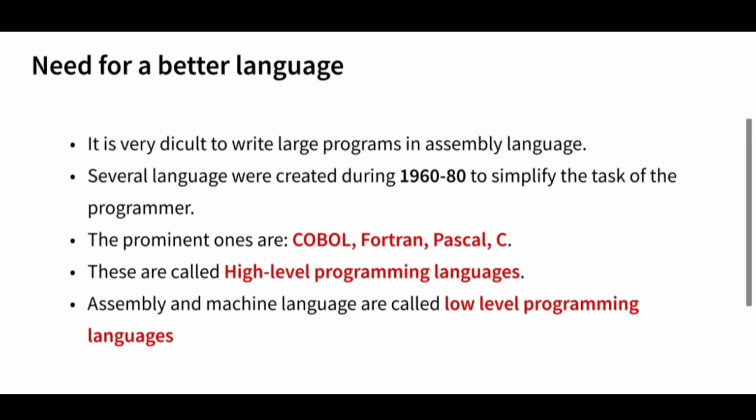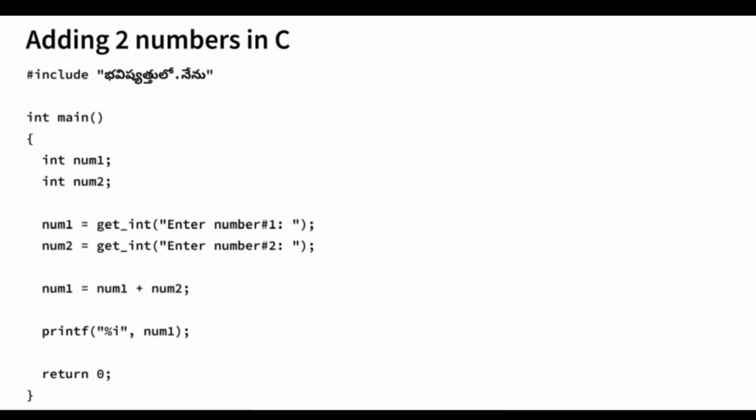What is the need for a better language? Because it's very difficult to write large programs in assembly language. Several languages were created during 1960 to 80 to simplify the task of the programmer. So, assembly and machine languages are also called low-level programming languages, and COBOL, Fortran, Pascal are called high-level programming languages.